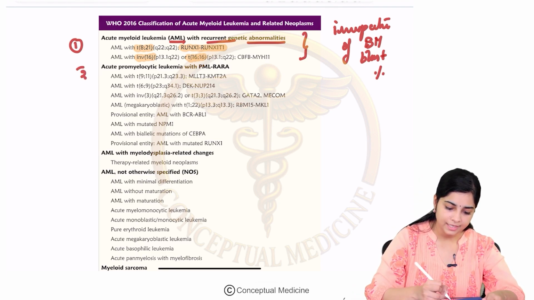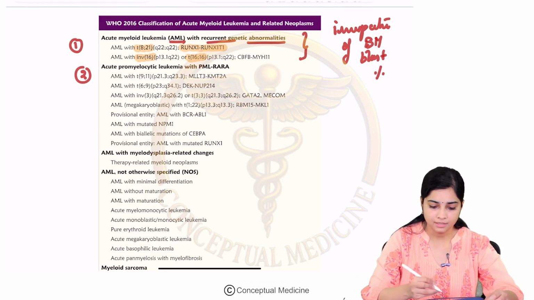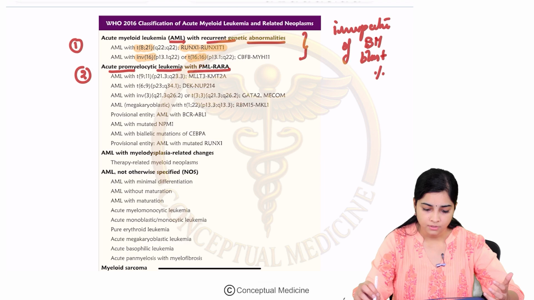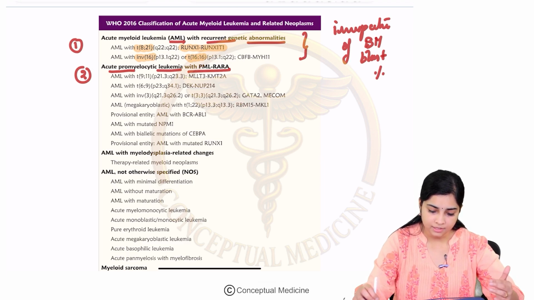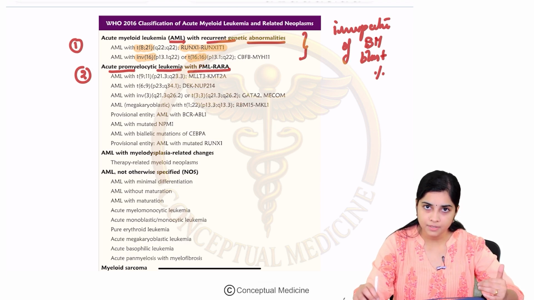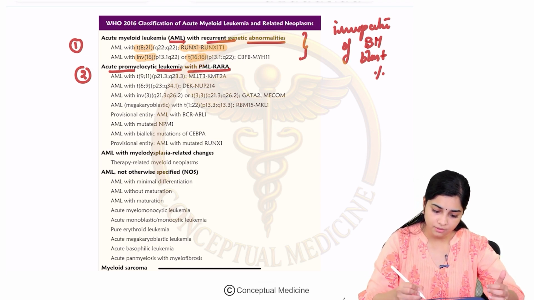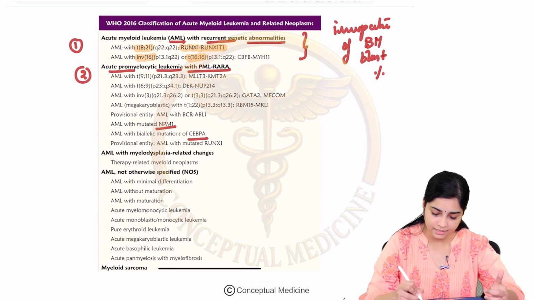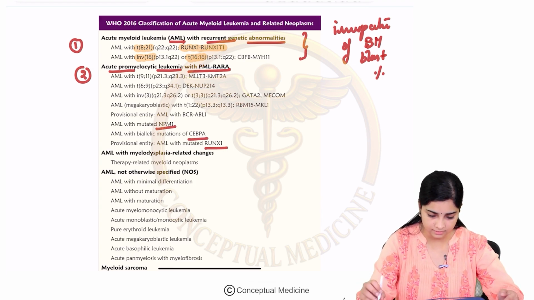Okay, then we have APML with PML-RARA as the second part of the classification. Okay, so APML with PML-RARA. Alright, then what are the other portions of the classification? You also remember AML with mutated NPM1, AML with biallelic mutated CEBPA, and AML with mutated RUNX1 under these.